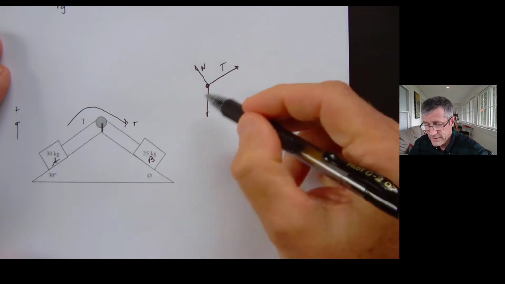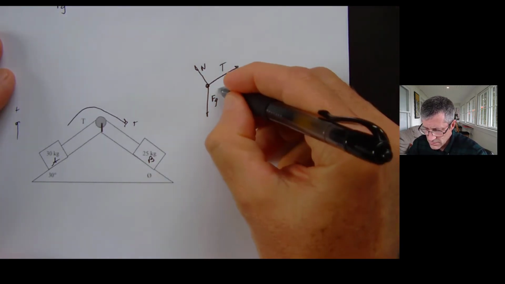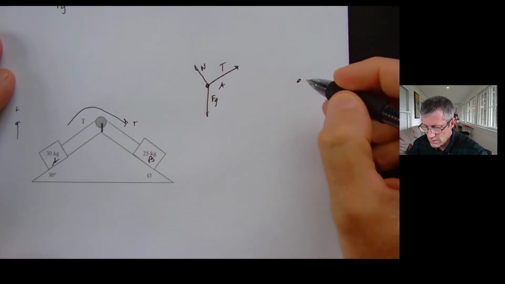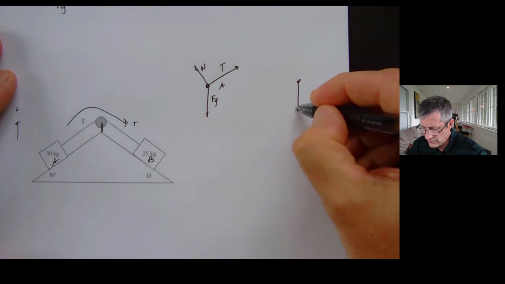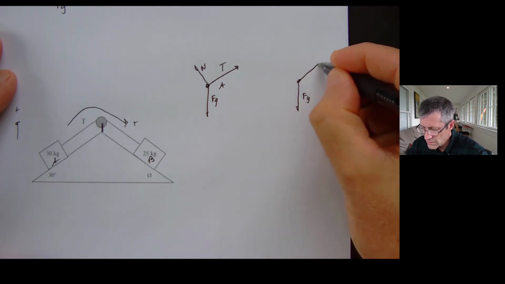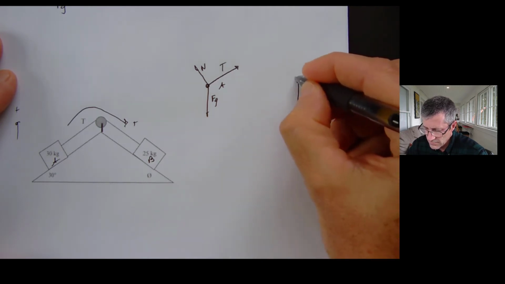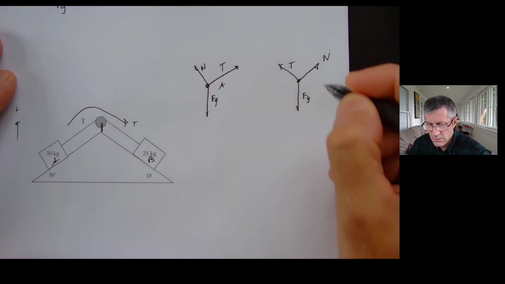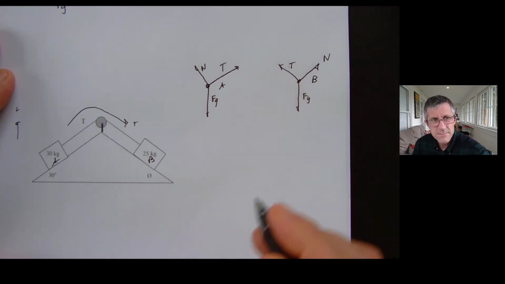So for block A, it's going to look like this. For block B, I'm going to have the same forces but arranged slightly differently. Gravity, the force of gravity, pulling it down. I'm going to have my normal force now being perpendicular to this angle, and I'm going to have tension now going in the direction up the hill. And this is block B.